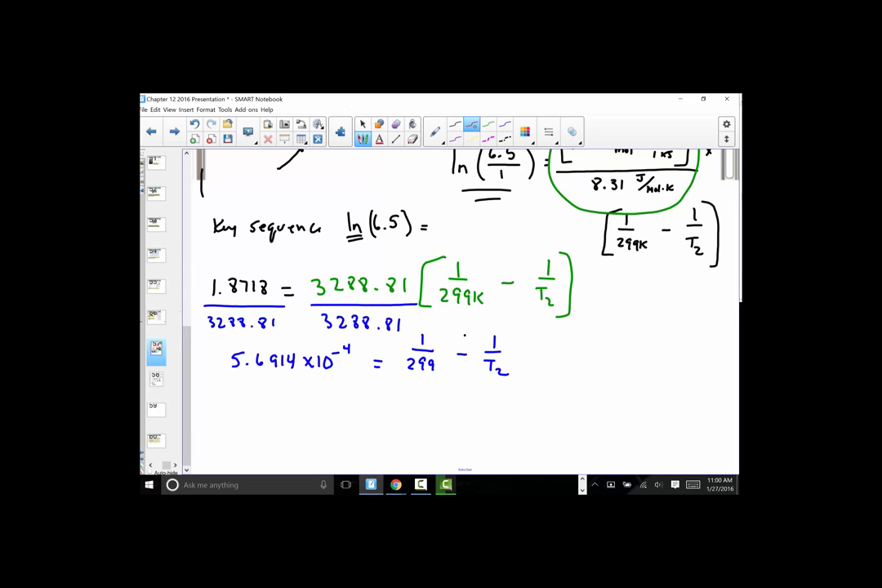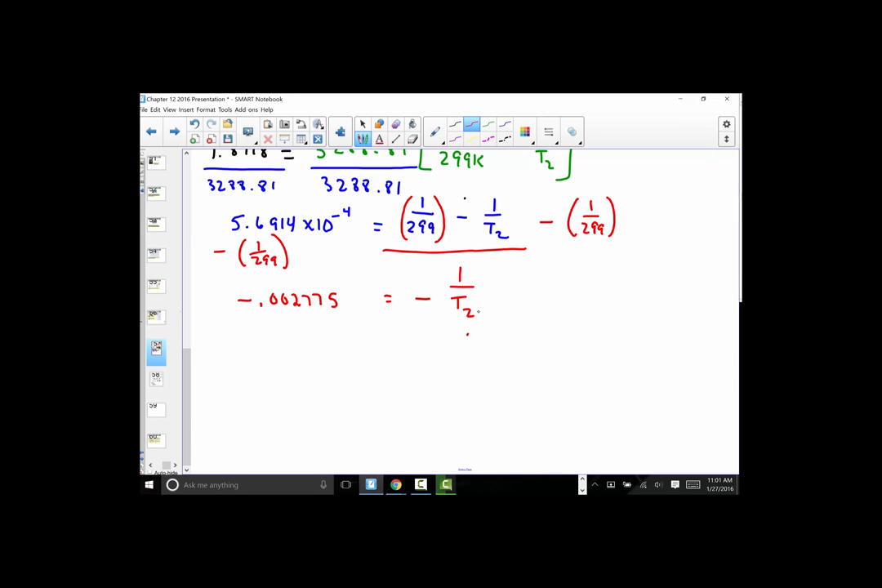Now, in the next step of algebra, the reciprocal of 299, I'm going to bring over here to the left side. I'm actually going to subtract from both sides. Remember, this is just this number minus this number. Since this is positive, I have to subtract it from both sides. So what I'm doing is getting an expression where 1 over T2, with that minus sign still in front of it, is going to remain on the right-hand side. So on my screen, I have 5.6914 e negative 4, and I'm going to go minus parenthesis 1 divided by 299, close parenthesis, equal. And I get a value of negative 0.0027753 and so forth. That's equal to the reciprocal of T2.